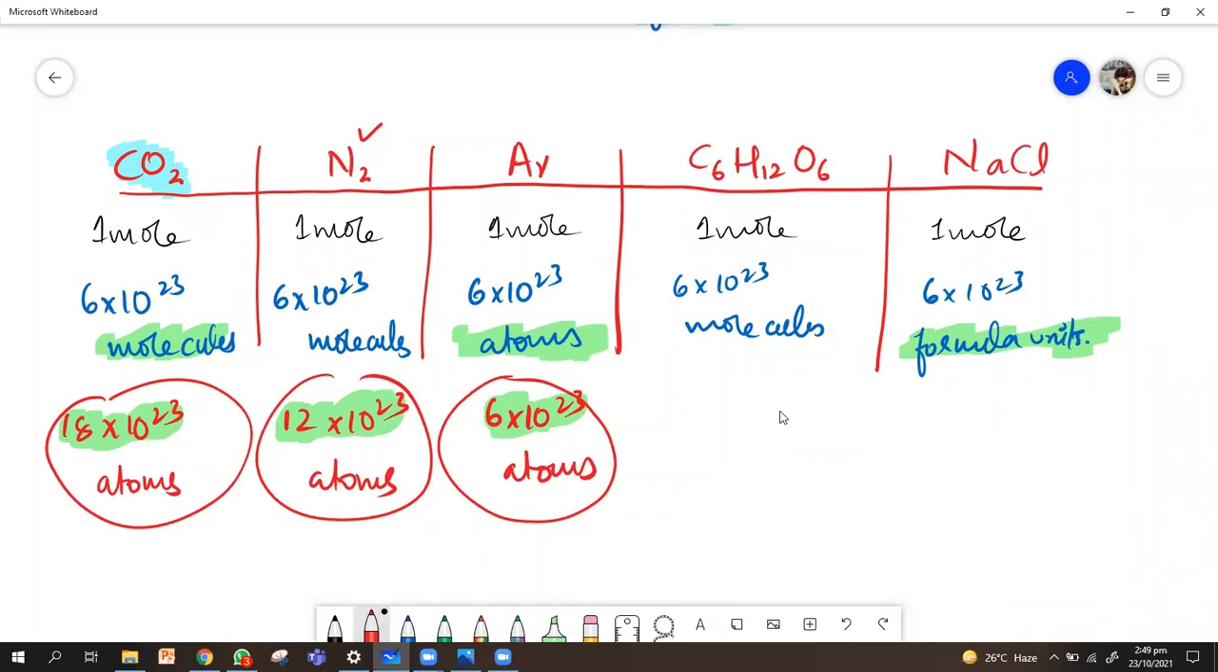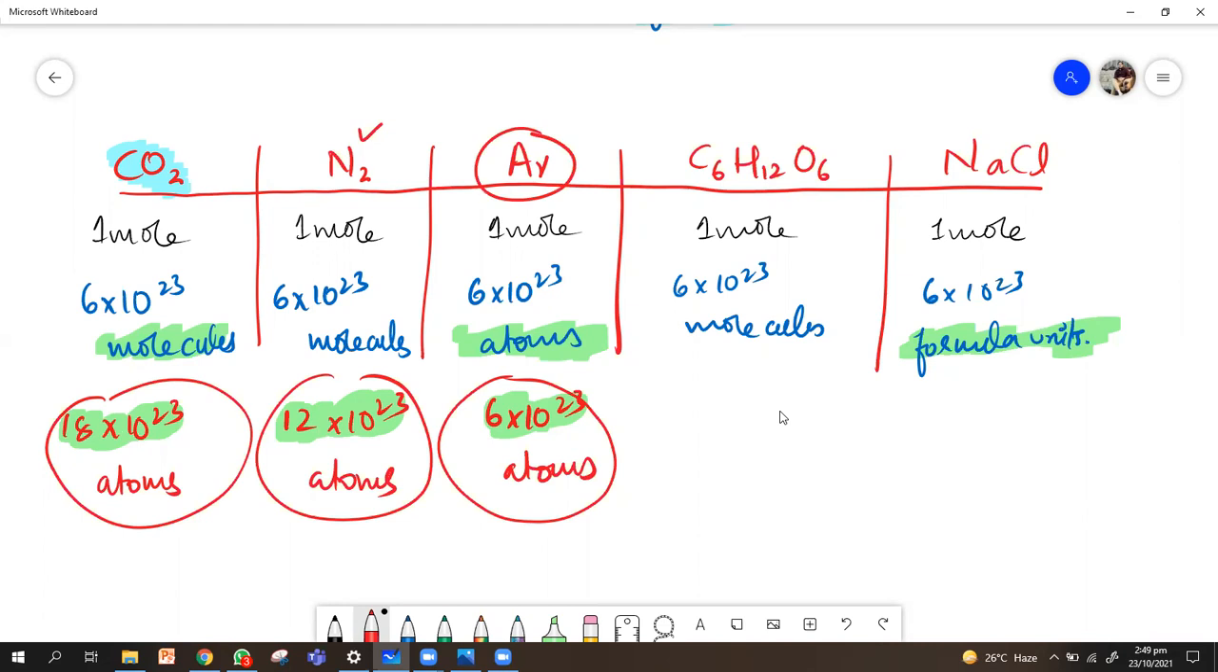So you don't confuse this concept that every substance on this planet Earth or in this universe has 6 × 10²³ atoms. It's not true. It can be 6 × 10²³ atoms, as in the case of argon, or it can be more than that. Depends on what it's made up of.